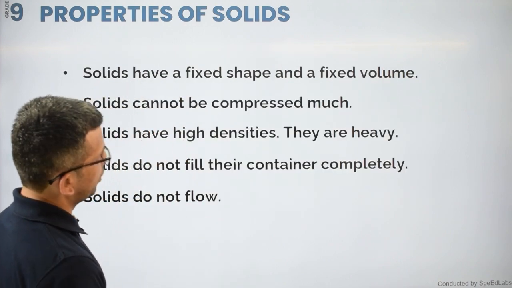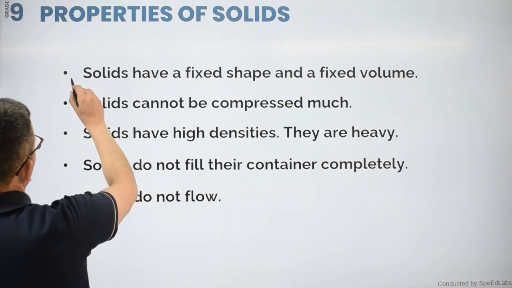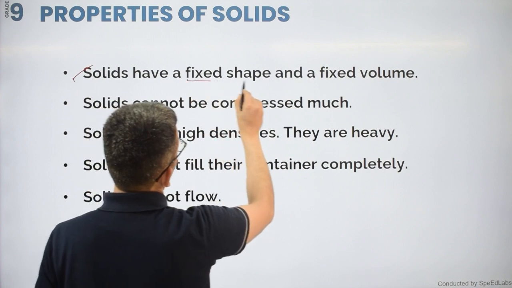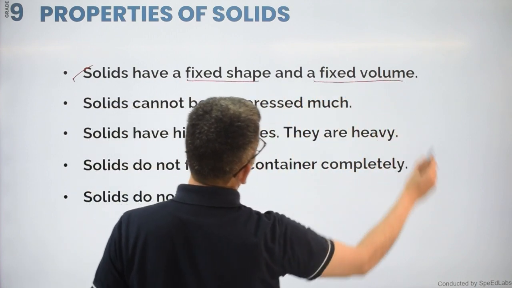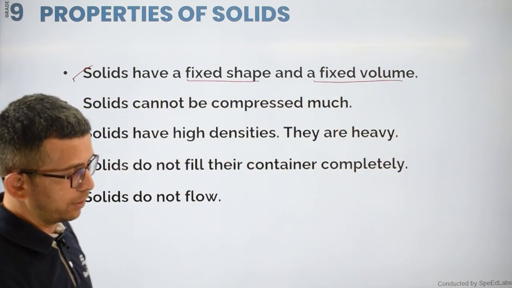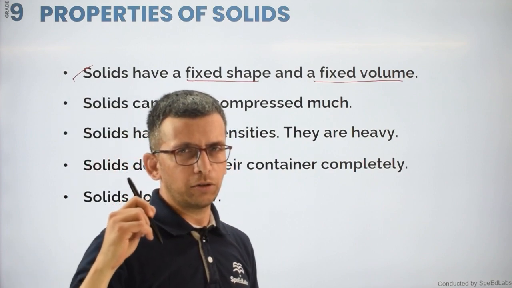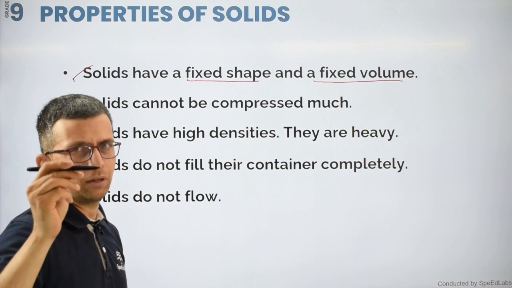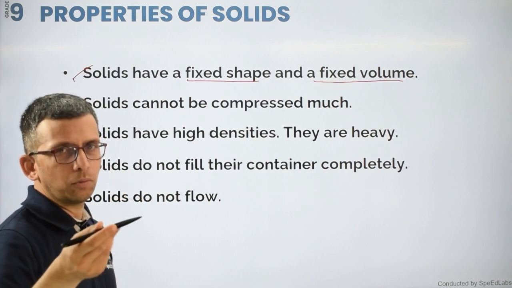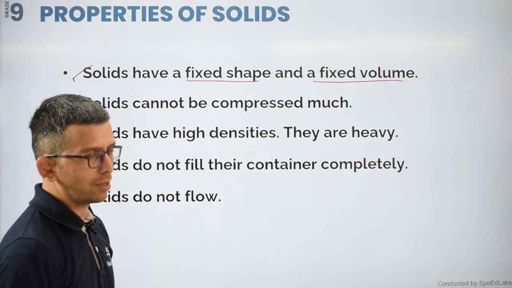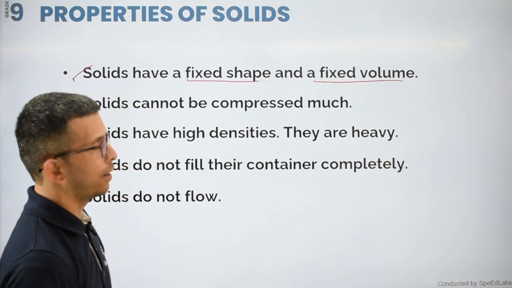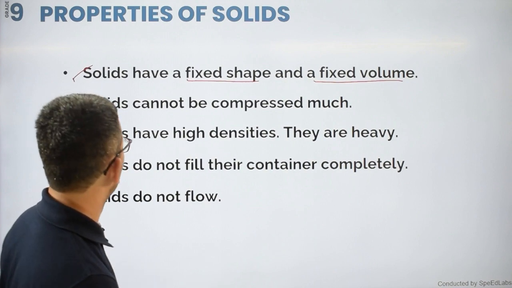If I am talking about solids, what is the first and important property? They have a fixed shape and a fixed volume also. This is quite common. Let's say, for example, this pen. This pen is solid in shape, so it has a fixed shape and it has a fixed volume also. Generally solids carry these kinds of properties: they have a fixed shape and a fixed volume.